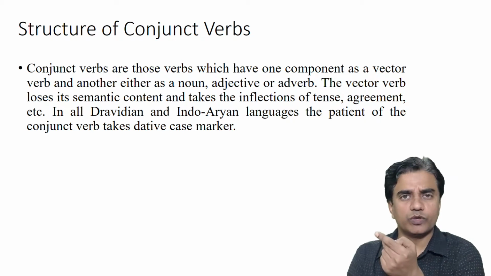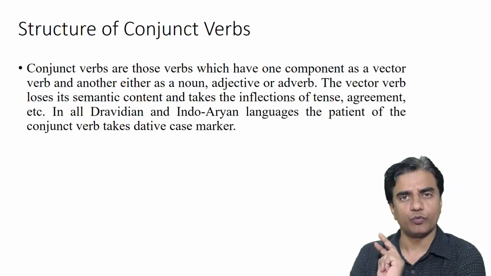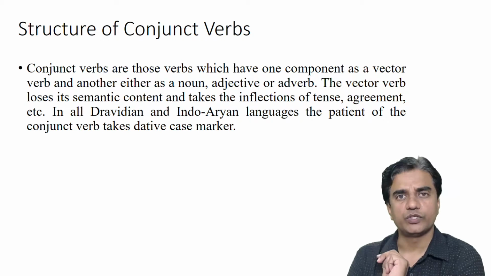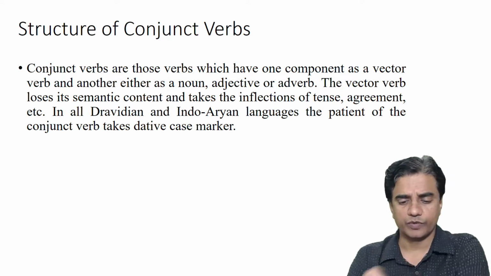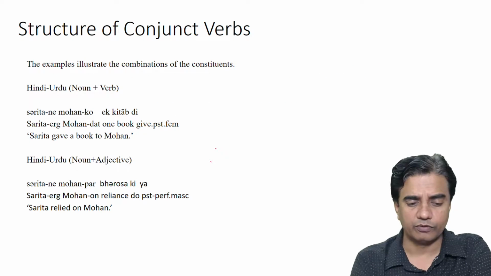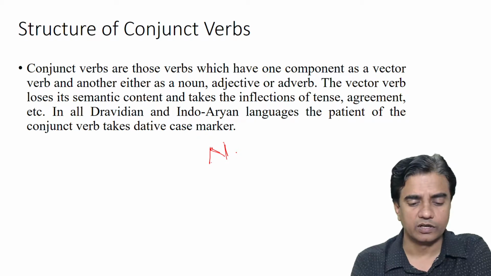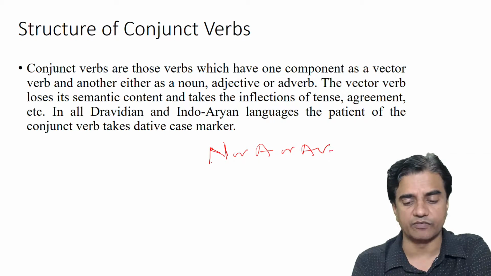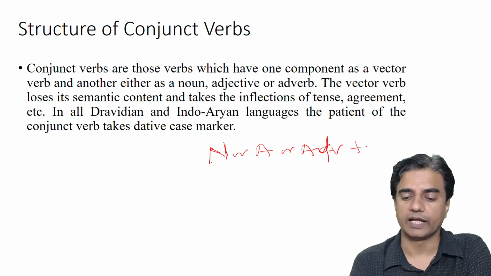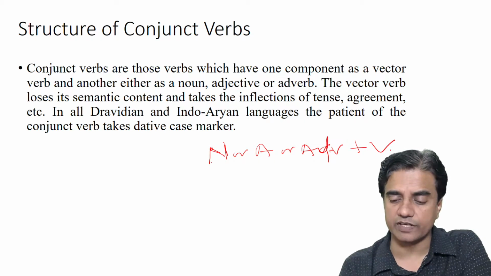Now what we see common in both is, in a compound verb we have two verbs. In conjunct verbs we do not have two verbs. We have a nominal element, we have a noun or adjective or sometimes adverb, plus a verb, and it is this one which will take tense and agreement.